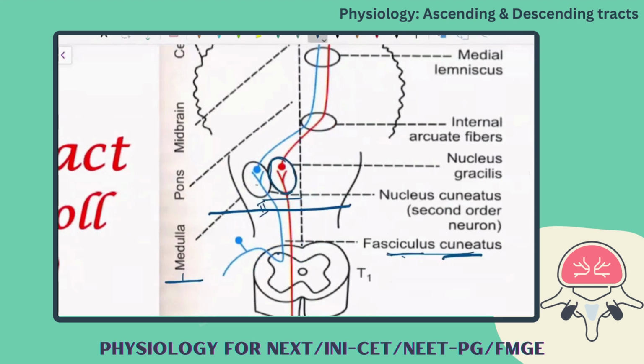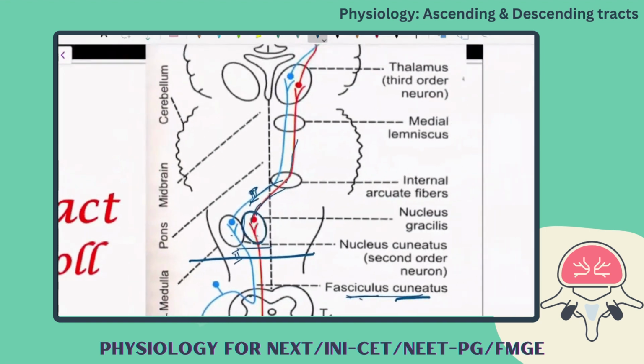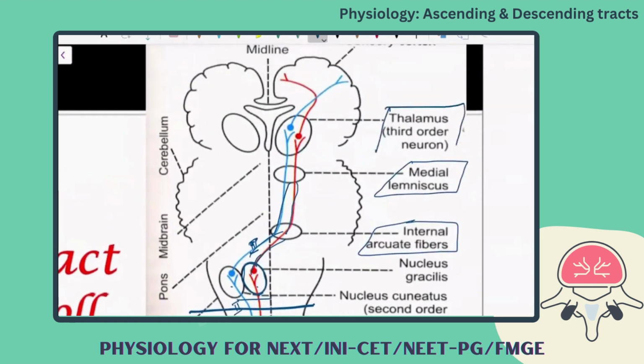And from the nucleus gracilis, nucleus cuneatus, the third order neuron emerges crossing the midline. It means that, for example, if the sensation is carried from the right side of my body, once it reaches the level of the nucleus gracilis, nucleus cuneatus, it is going to the left side. The pathway is going to the left side. Okay, and then it enters into the midbrain at the point called as internal arcuate fibers. Then it is going along with the medial lemniscus, and then it is terminating in the thalamus.